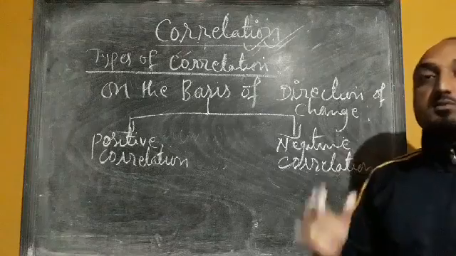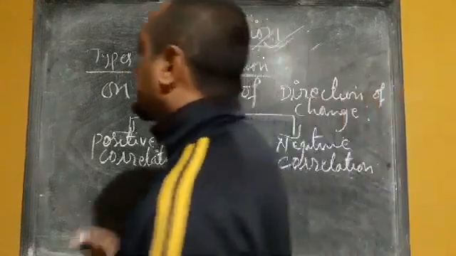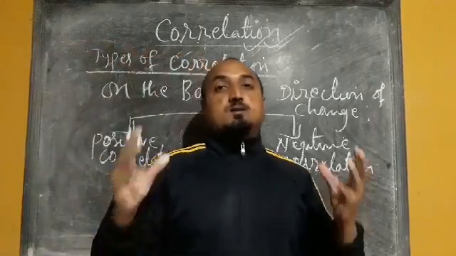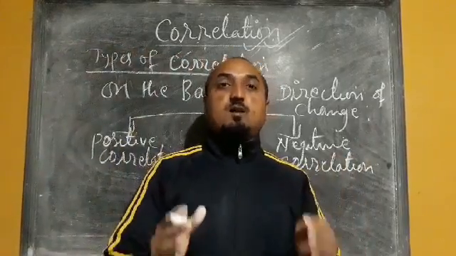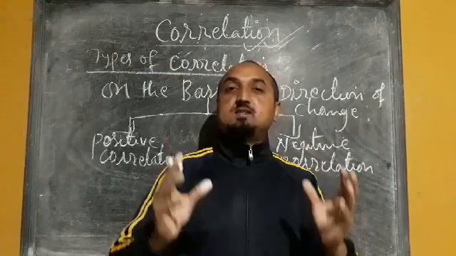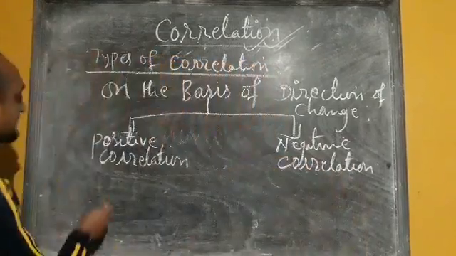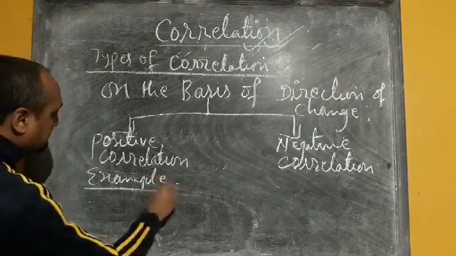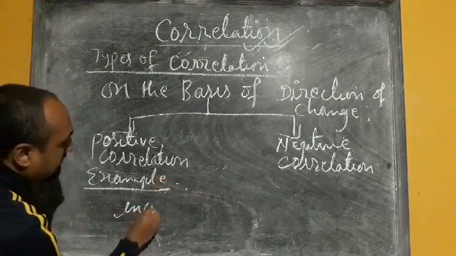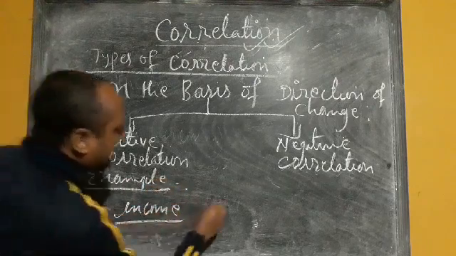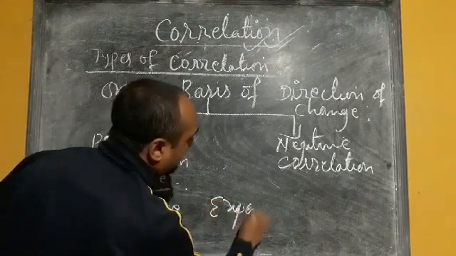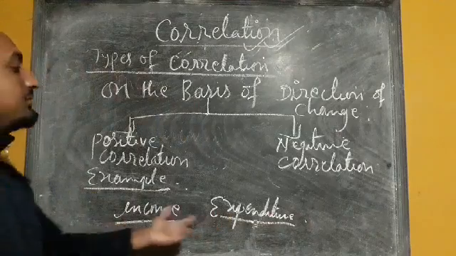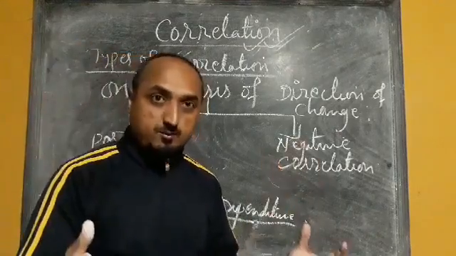Here you have to understand what positive correlation is. Positive correlation means that two variables are changing in the same direction. Let's take an example to explain it. Let's take income and expenditure. These are two variables.